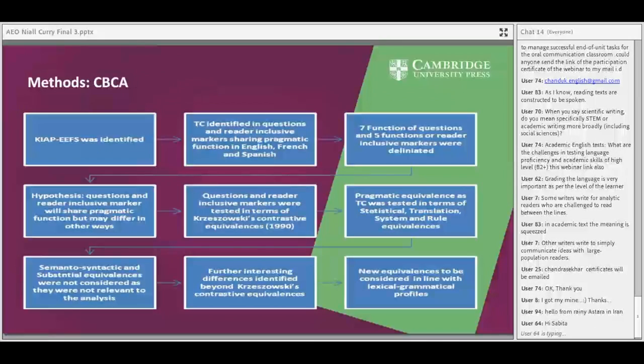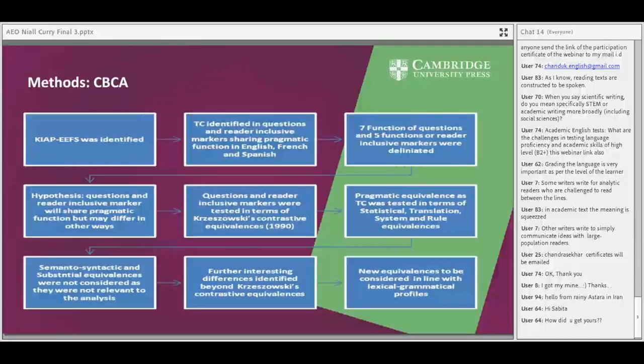And what I did then was a corpus-based contrastive analysis. So with that, I took my data and decided that I was going to look at questions and inclusive markers like reader pronouns to see whether or not they function similarly. And then I had identified functions of questions and reader pronouns, and I wanted to check whether or not these functions differed in a number of different ways. And so I tested them based on different types of equivalences, looking at their form, their syntax, and a number of other criteria that I'll show you in a moment. And then from that I was able to try and identify what were the trends in the use of questions and reader pronouns. And I'm going to give you some examples of that because I think it's quite theoretical here, but it's pretty straightforward when you actually look at the data.